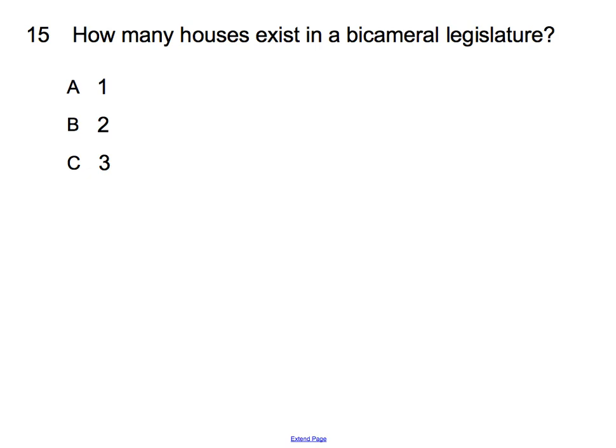All right, how many houses exist in a bicameral legislature? This should be an easy one for you. Anytime you have bi in front of a word, we know that's going to mean two. So our first compromise is going to deal with the bicameral legislature.